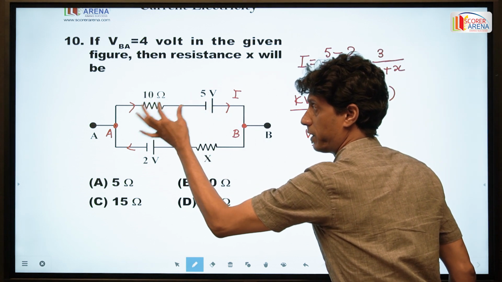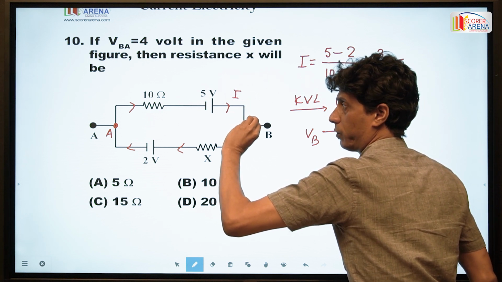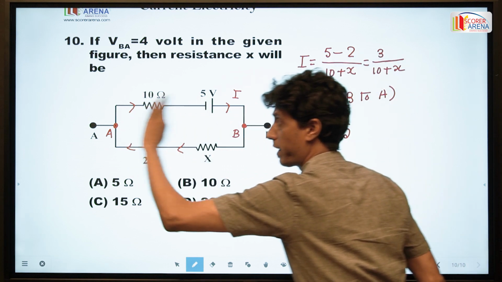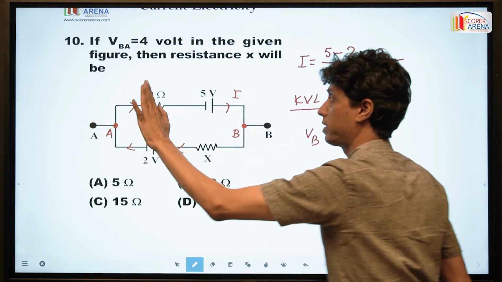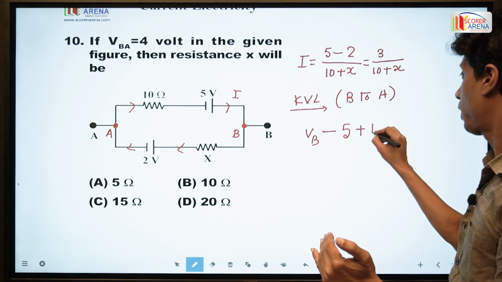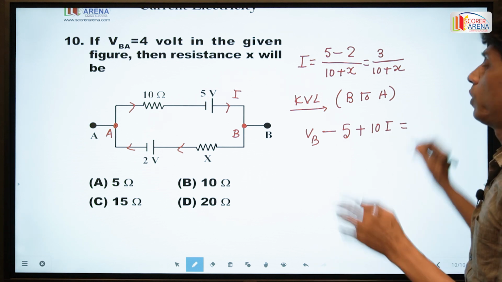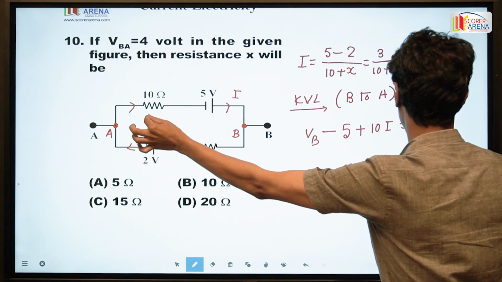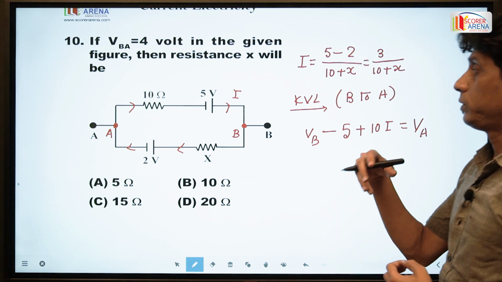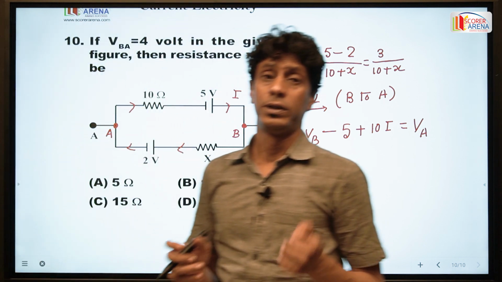Another element, the resistance of 10 ohm: since we are traveling against the direction of current through the resistance, it is actually a potential gain, and it is equal to the potential of point A. So from any point to any other point of the circuit, we can apply the Kirchhoff voltage law.